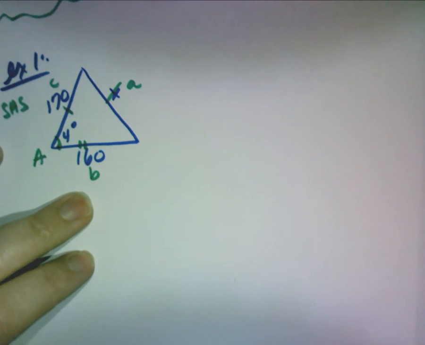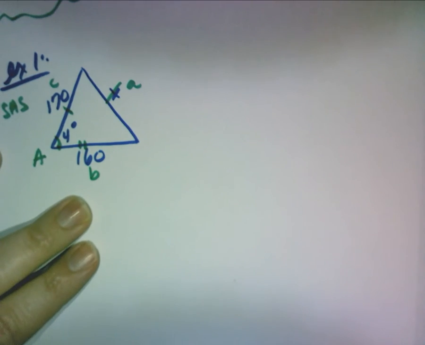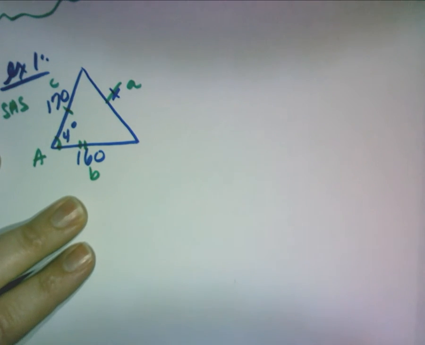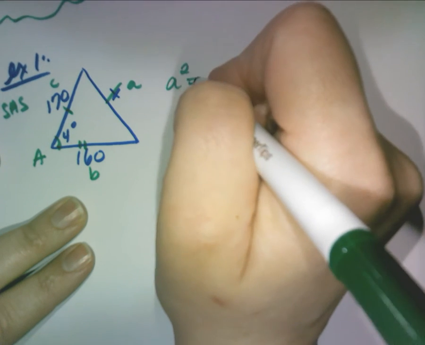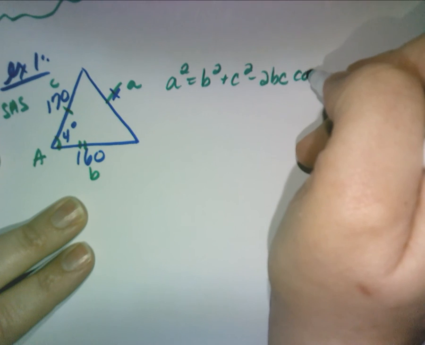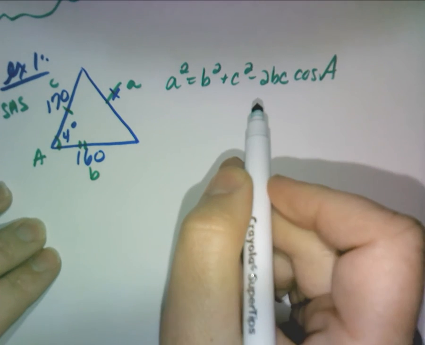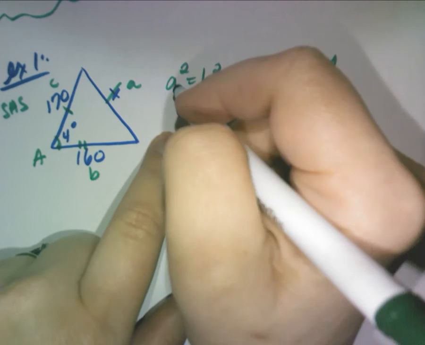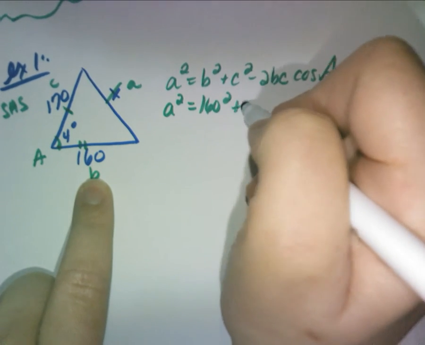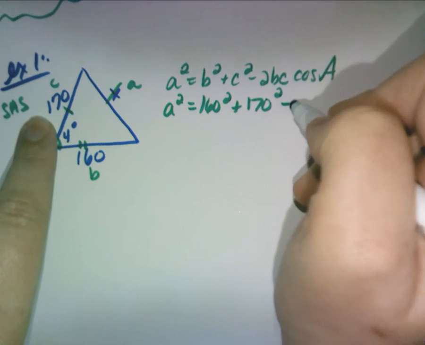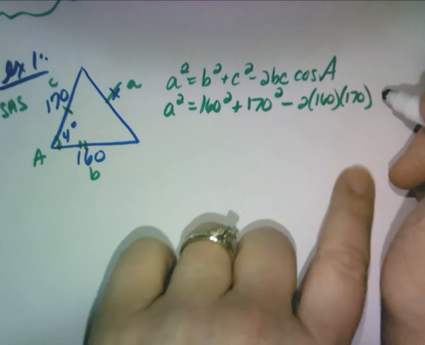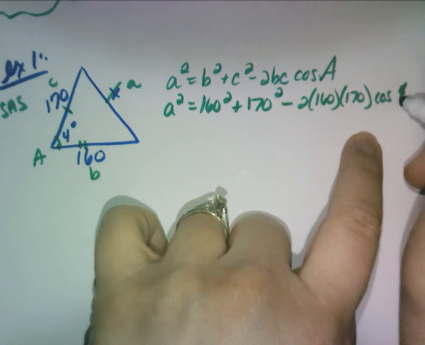The way to memorize these formulas, because you're like, oh, so much memorizing in math, is if you always write the formula again, you'll start memorizing them. So I'm going to start off by writing the formula. A squared equals B squared plus C squared minus 2BC cosine A. And I'm just going to start plugging in my numbers. So A squared, I don't know. B squared is 160 squared plus 170 squared minus 2 times 160 times 170 times the cosine of 4 degrees.